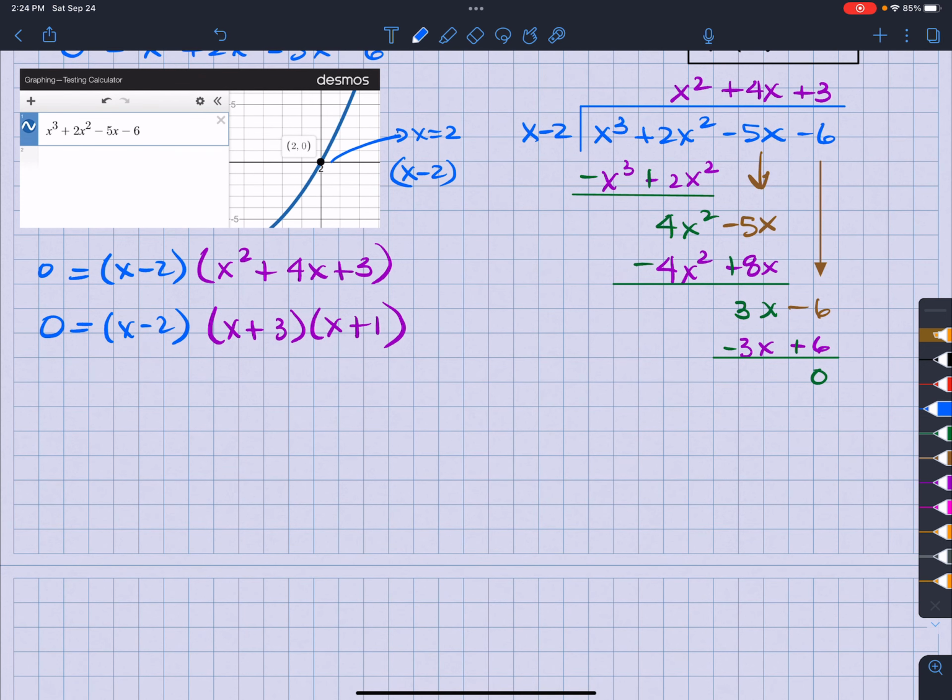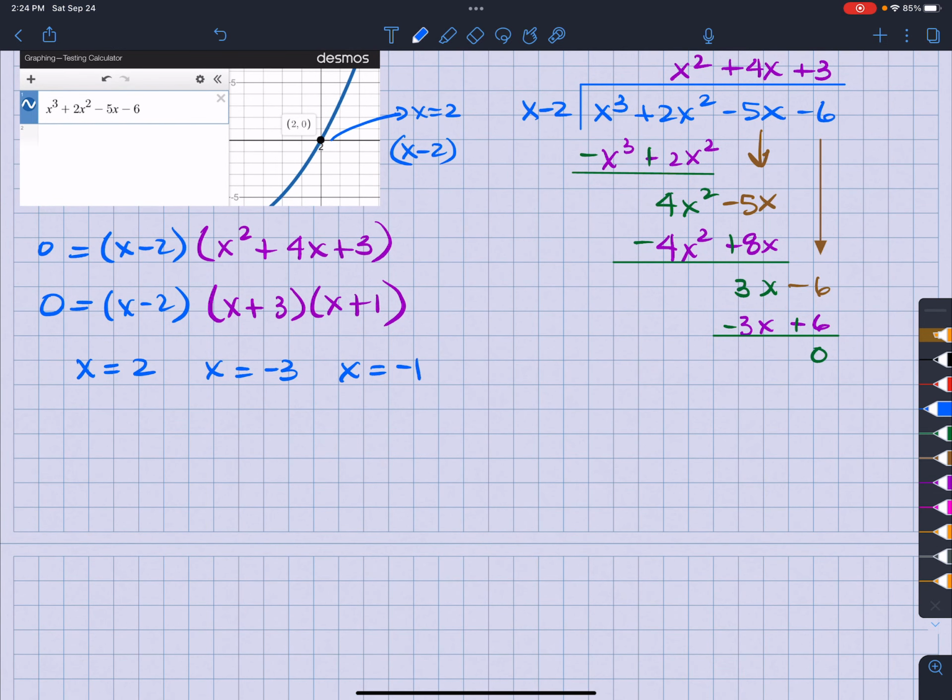So that means my zeros are at x equals 2, x equals negative 3, and x equals negative 1. And my y-intercept is at negative 6, right? So there is my answer, and that looks like it's choice B.